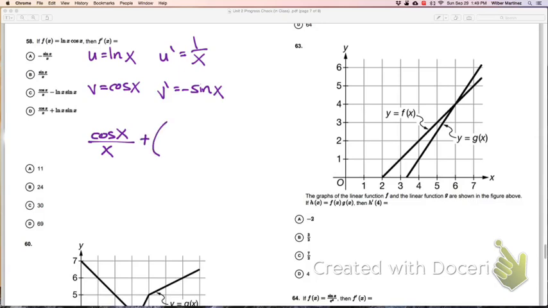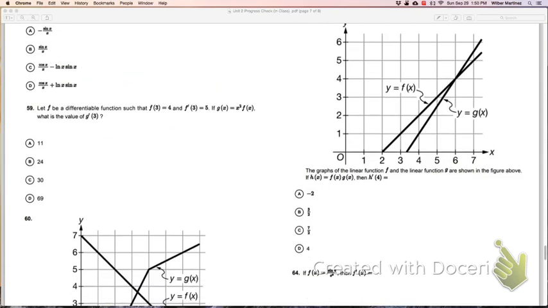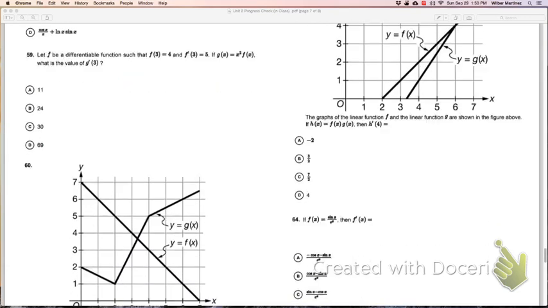And if I'm looking for which answer that is, it looks awfully like C. Cosine of x over x minus ln of x times sine of x. For the next one, they're telling us to find g prime of 3. If you read this function, you get x squared times f of x. And since I'm multiplying two things that have x's in them, I have to use the product rule.